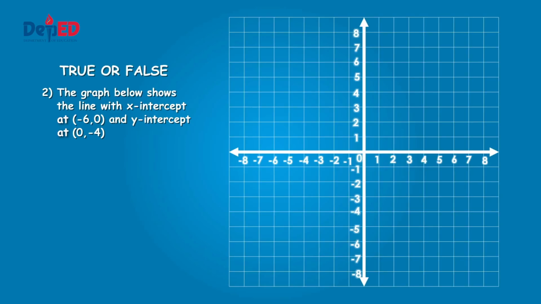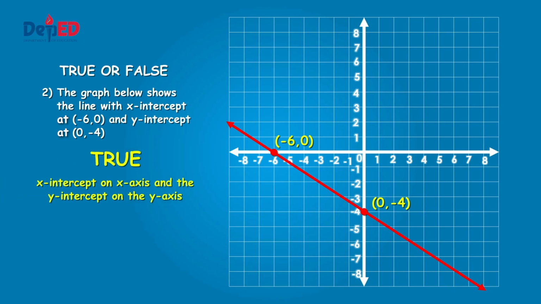Number 2, true or false? The graph shows the line with x-intercept at (-6, 0) and the y-intercept at (0, -4). This is true. The intercepts were plotted correctly. The x-intercept on the x-axis and the y-intercept on the y-axis.